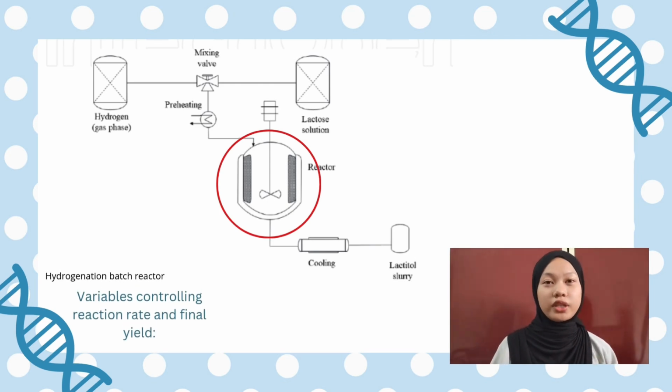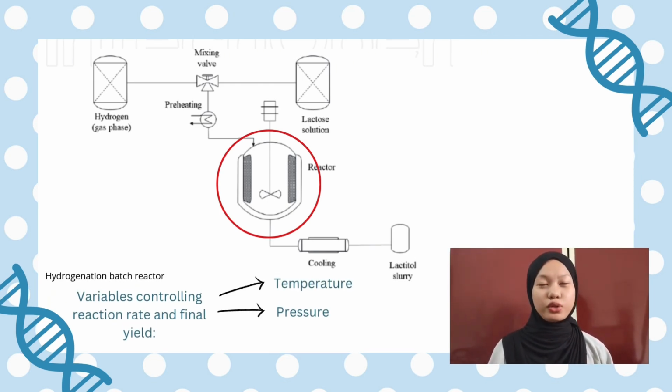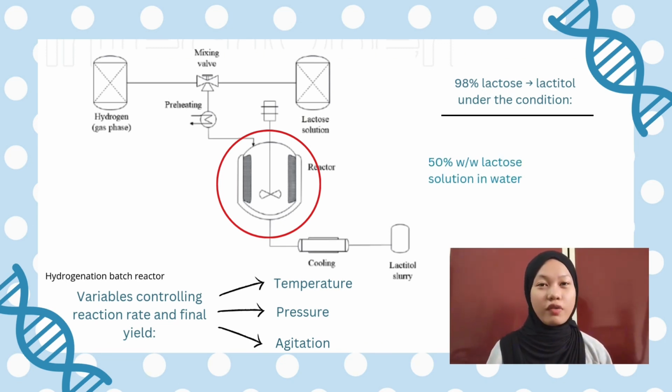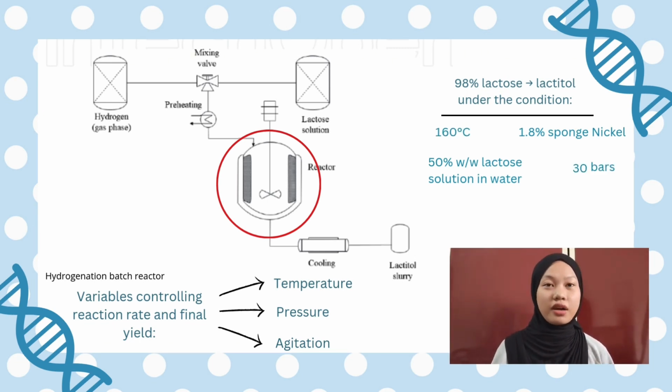The main variables in controlling the reaction rate and final yield are the temperature, the pressure, and also the agitation of the molecule. According to Hagen, about 98% of lactose was converted into lactitol under such conditions, using 50% weight over weight lactose solution in water with 1.8% sponge nickel at 160 degrees Celsius and 30 bar.